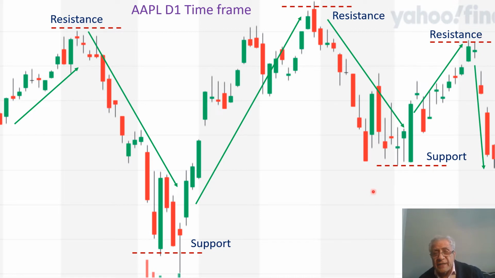So you see that in this graph we analyzed hammer, engulfing, doji, and so on in order to identify the trend reversal, where you enter the market and where you put your stop loss.